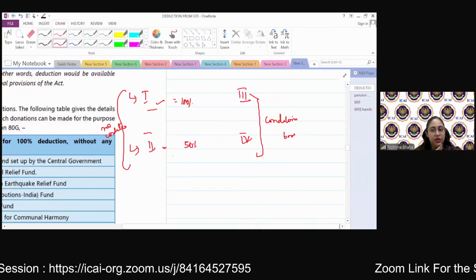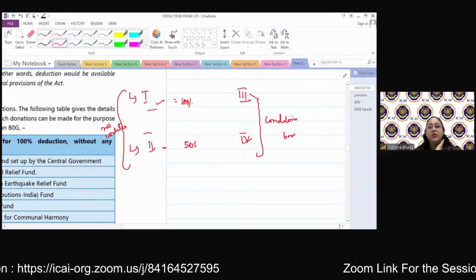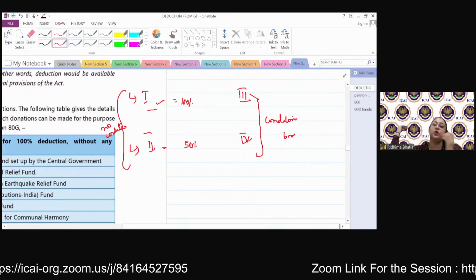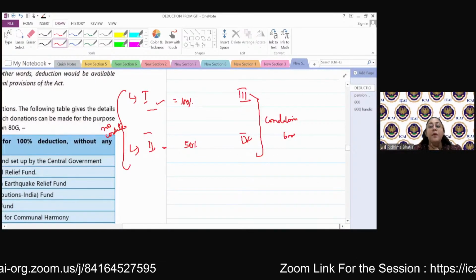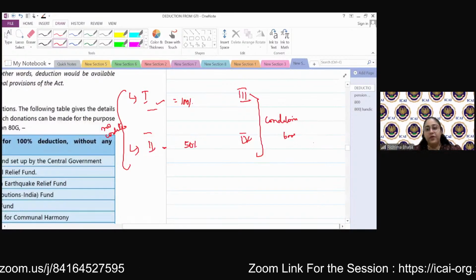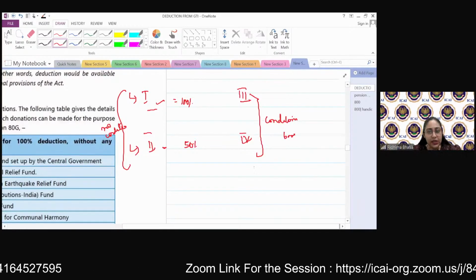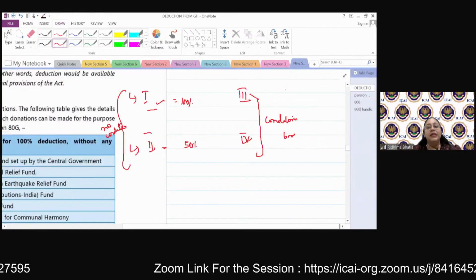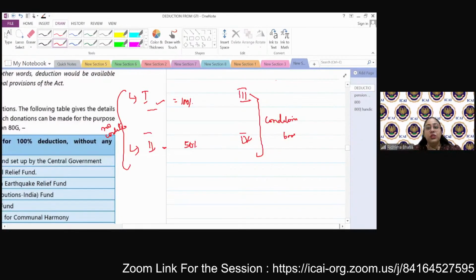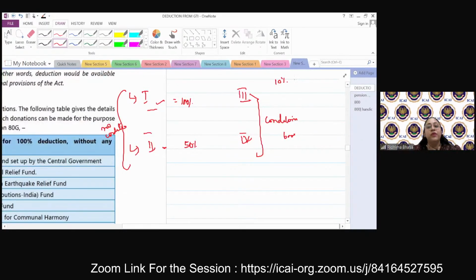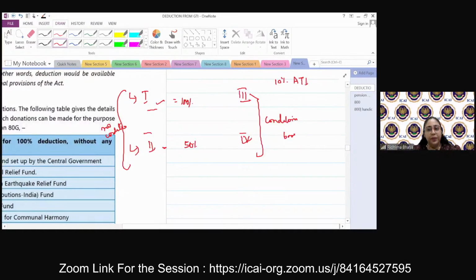Flat 50% deduction I would get. Donations are my own pocket cash outflow as an assessee. But if my donee, the person to whom I'm making the contribution or the donation, is under category 3 and 4, then in that case, the deductions are subject to a maximum of 10% of adjusted total income.